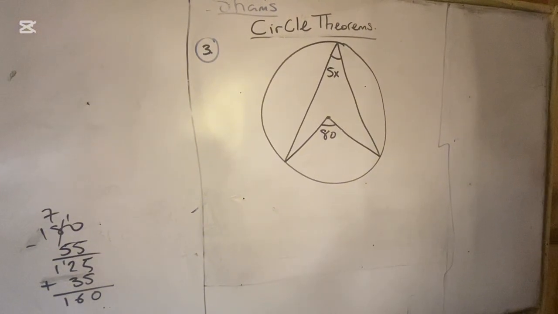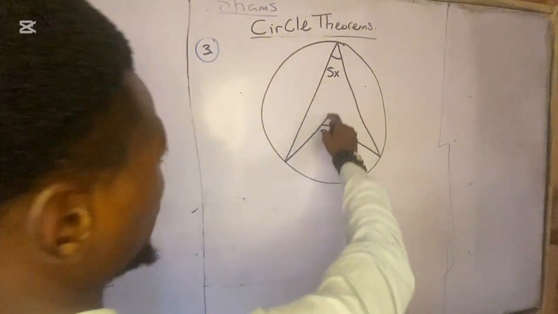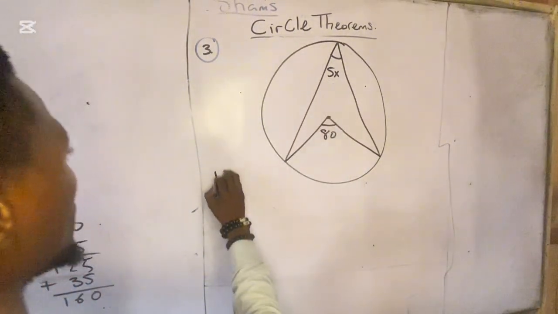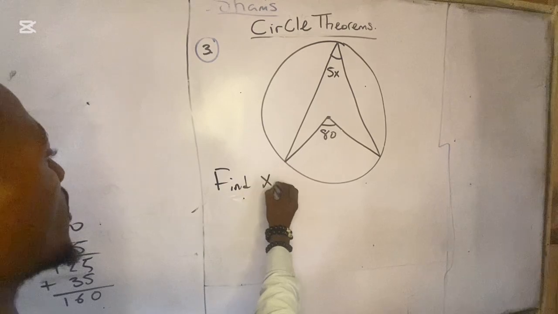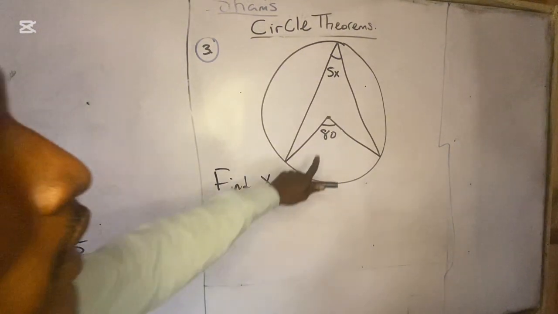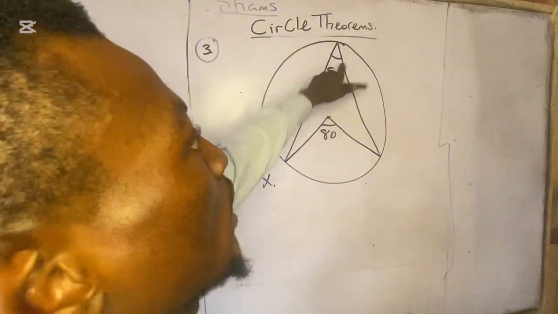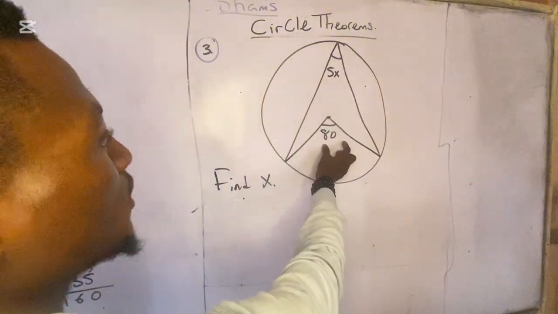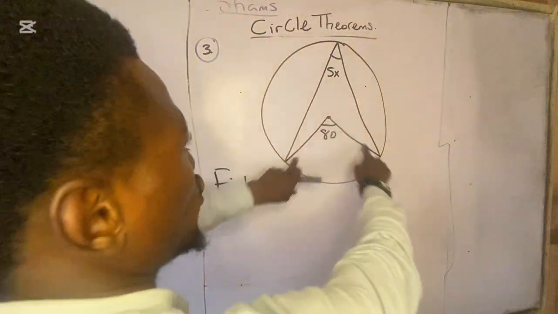So for this number 3 question, how do I go about solving it? I've explained this theorem in the previous video, in the circle theorems I dropped earlier. So to solve this is very, very simple actually. We have 5x and we have 80. They say find the value of x. Now how do I find x in this place? Very simple actually, because we remember that angle at the center is twice angle at the circumference, which means times 2 of this will give me the angle at the center, since it's the one that is subtending it.